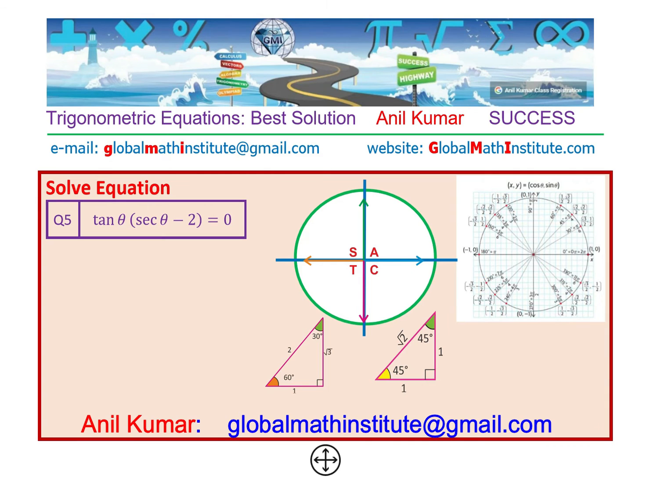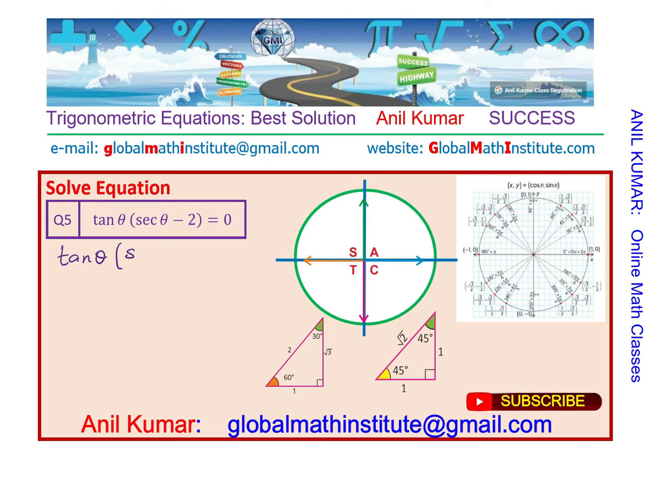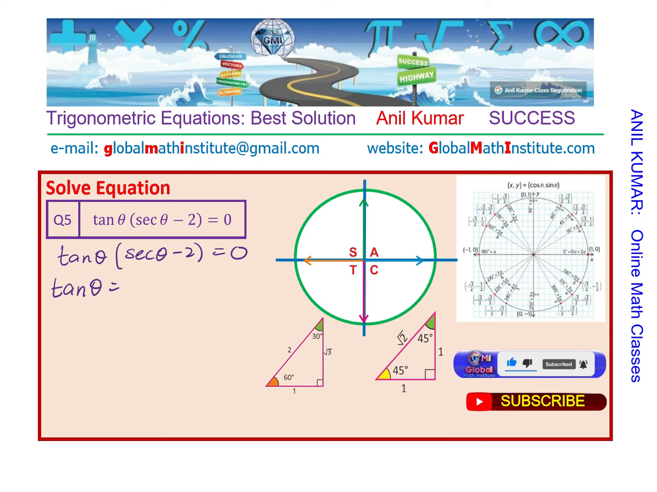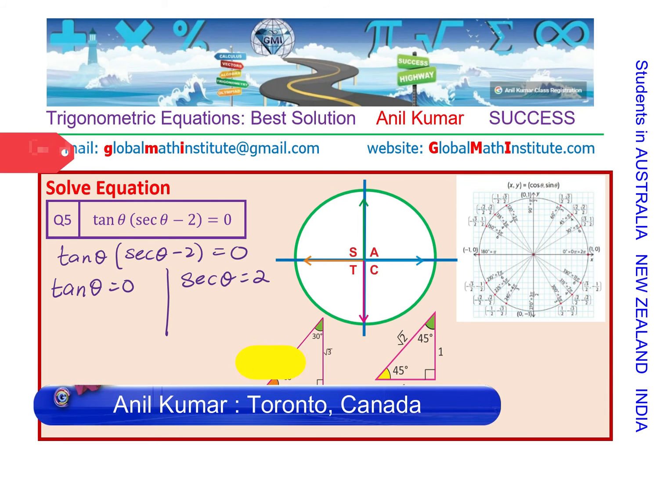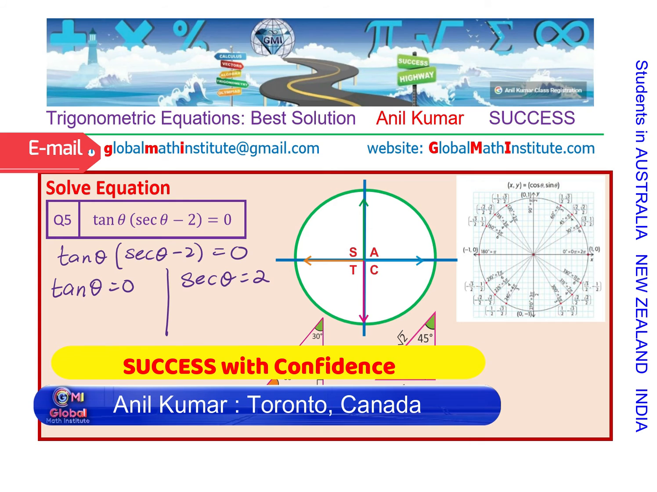This time it is a slightly more difficult question. I have given you a factored form of an equation, which is tan theta times secant theta minus 2 equals 0. It really means that we are solving two equations: tan theta equals 0, and also secant theta equals 2. Now, tan theta is sine over cosine, right? So tan theta is a ratio of sine over cosine.